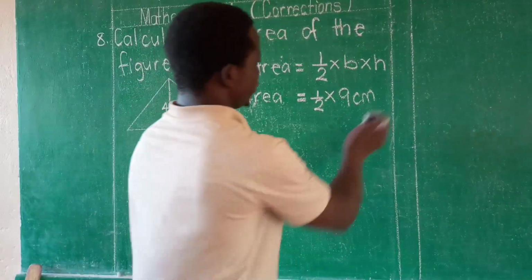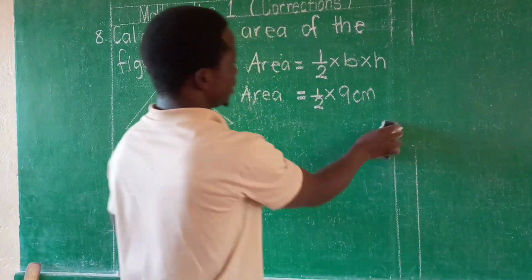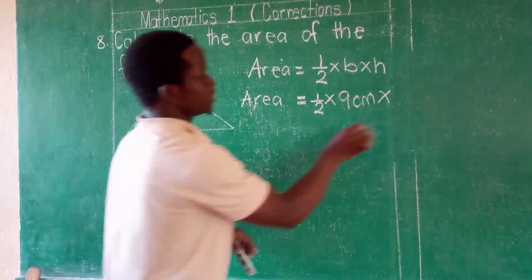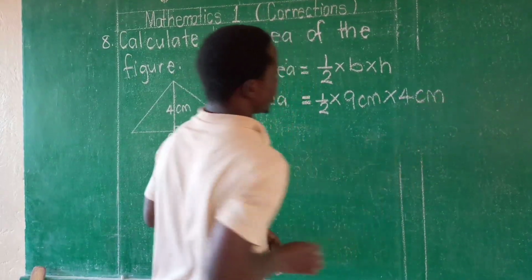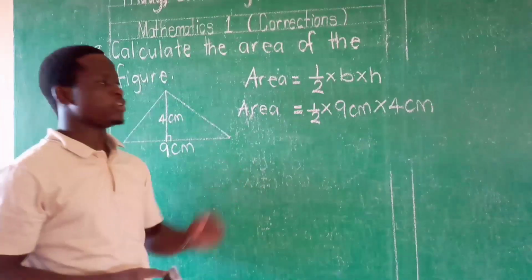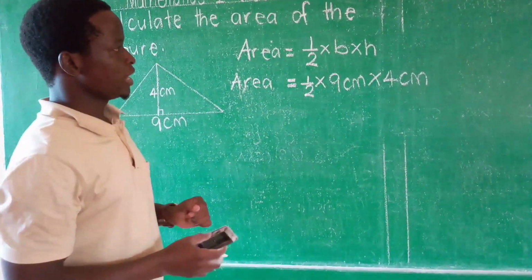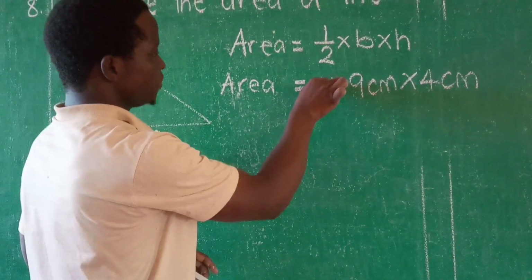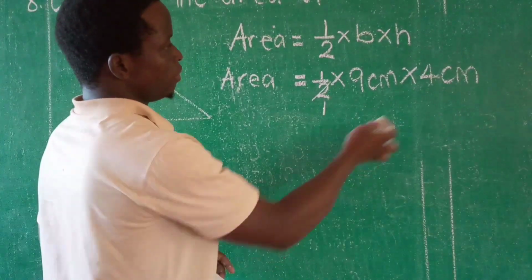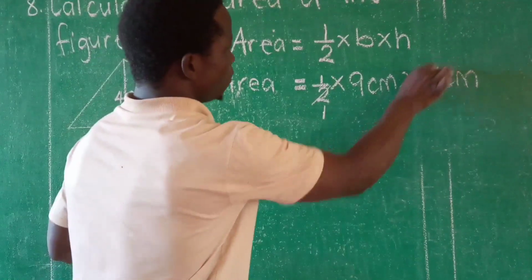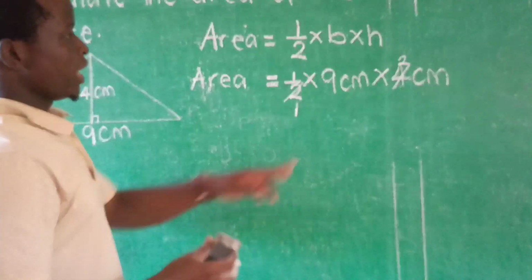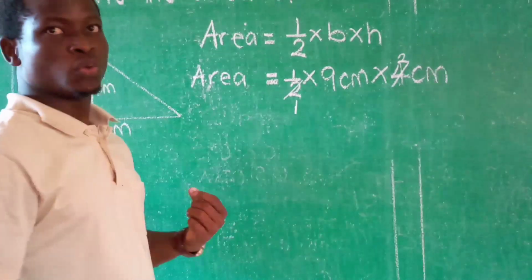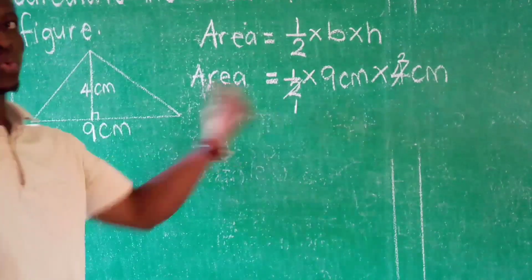Let me get some extension here. A bit. Yes, can go on. Times the height, which is 4 centimeters. Now at this level, we can reduce. 2 can divide 4. So we reduce the 2 and the 4. So 2 divided by 2, we get 1. We also divide 4 by 2, we get 2. Now I leave the 9 as it is simply because 9 is not a multiple of 2. It can't be exactly divisible by 2.